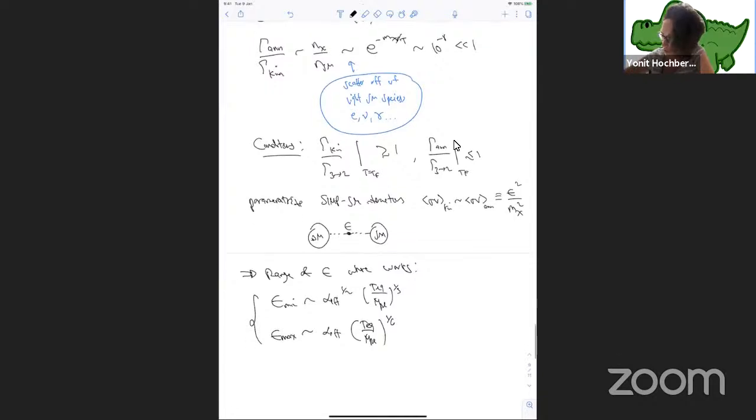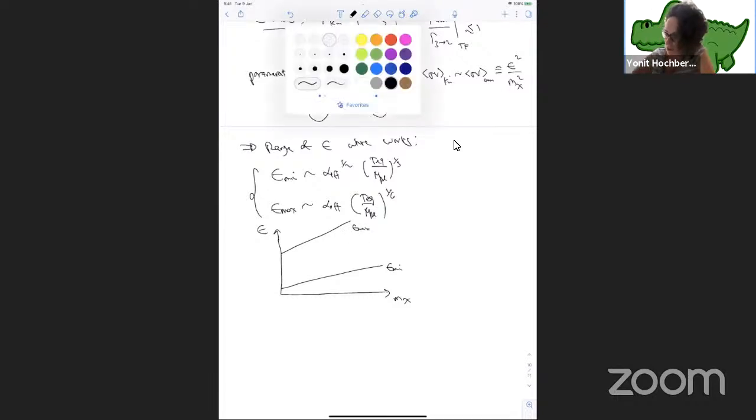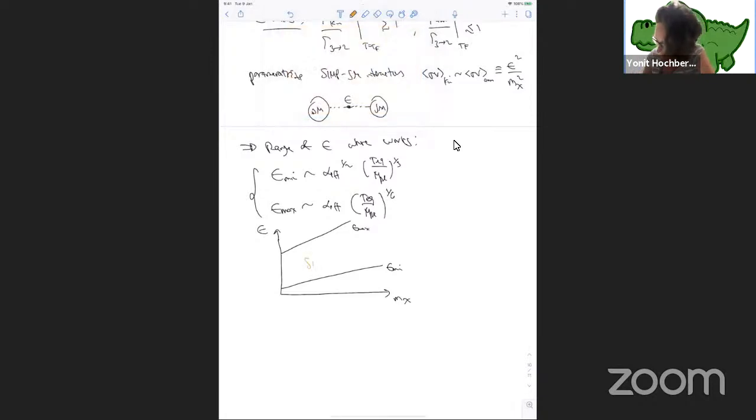Okay? And so roughly speaking, if I want to think of this plane of mass of dark matter versus epsilon, then there are two curves here, epsilon min and epsilon max. As long as I'm between these curves, the mechanism is working, and I have SIMP dark matter.